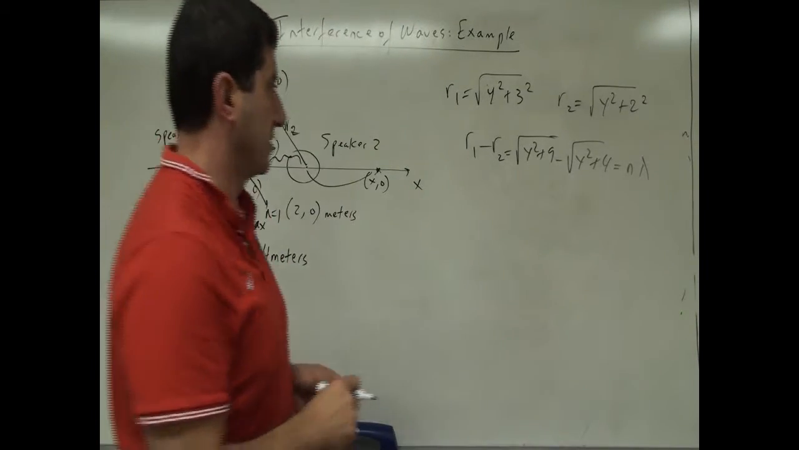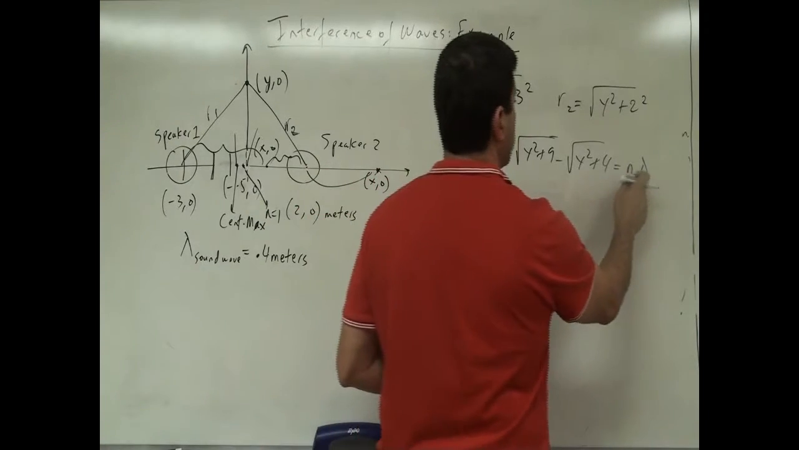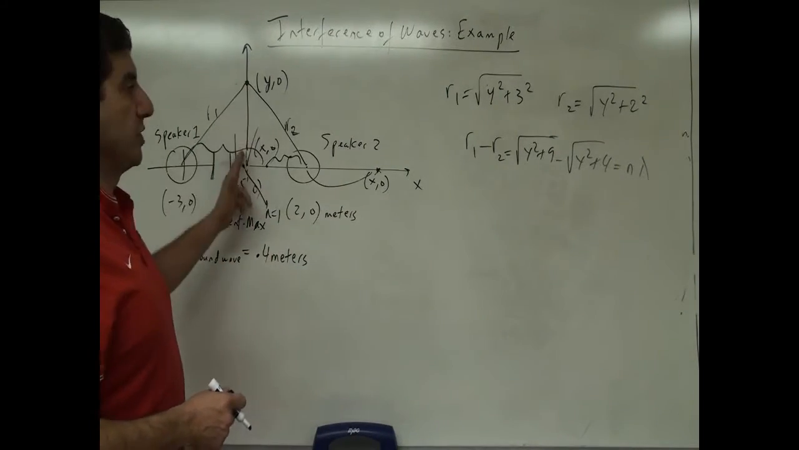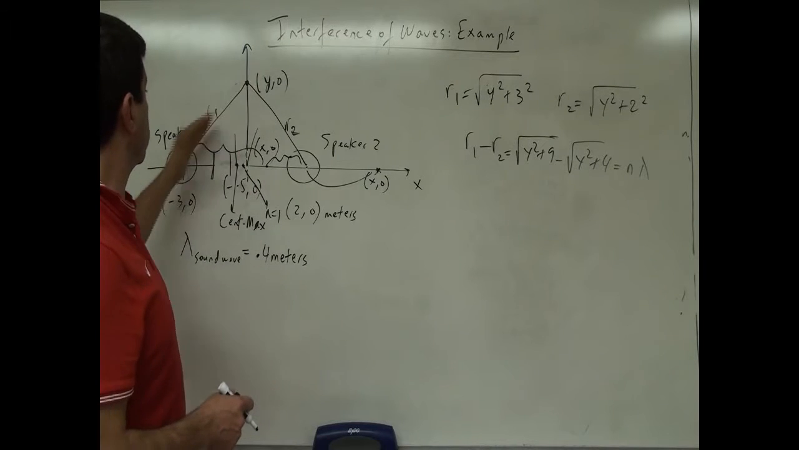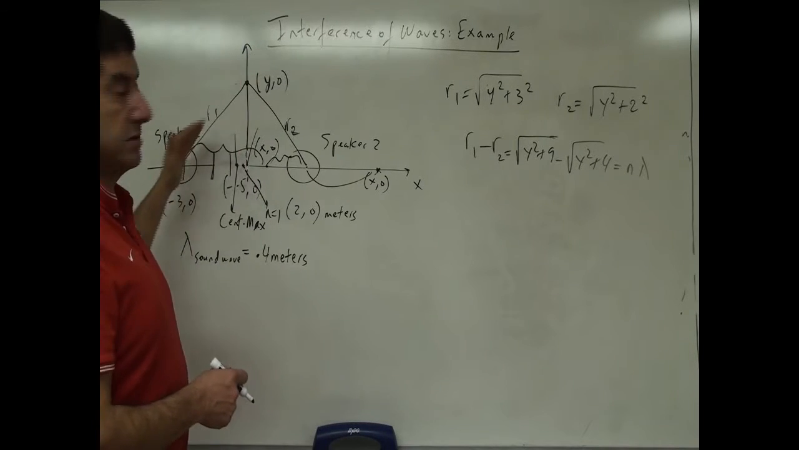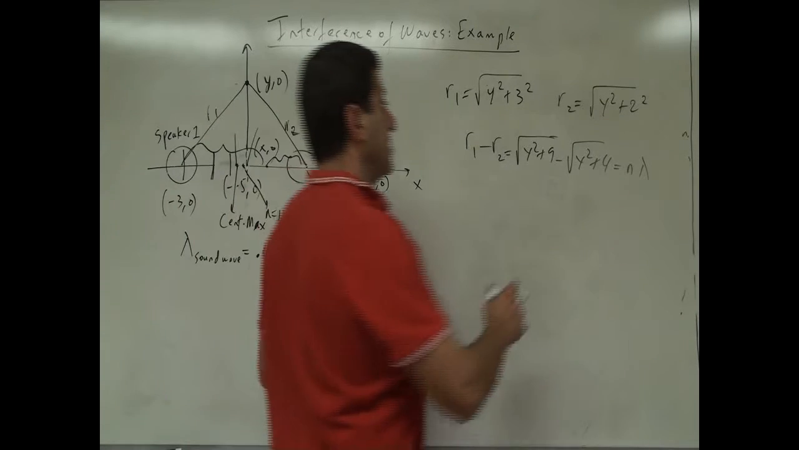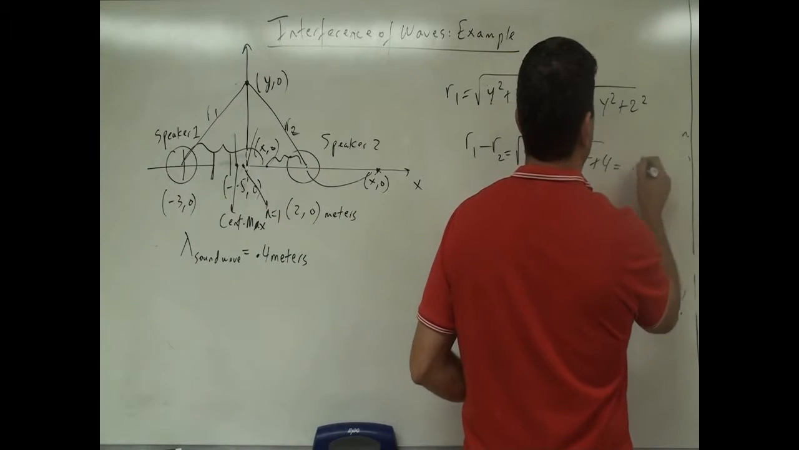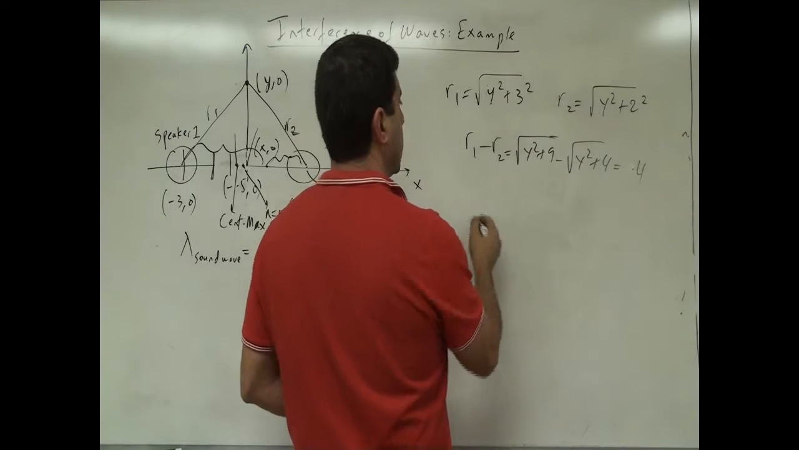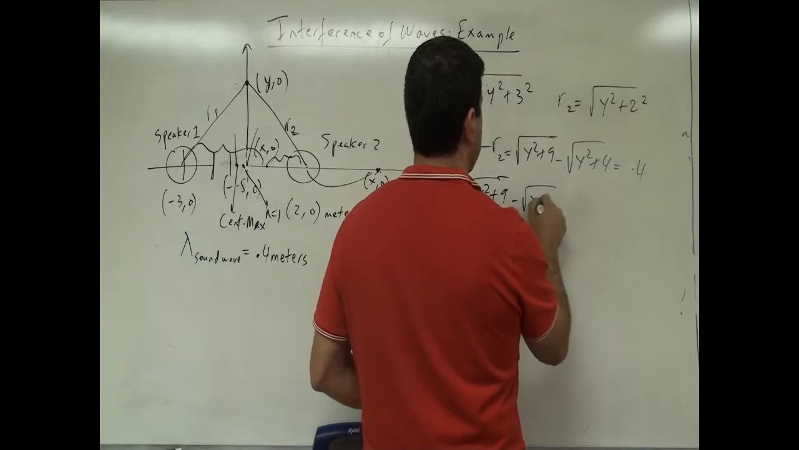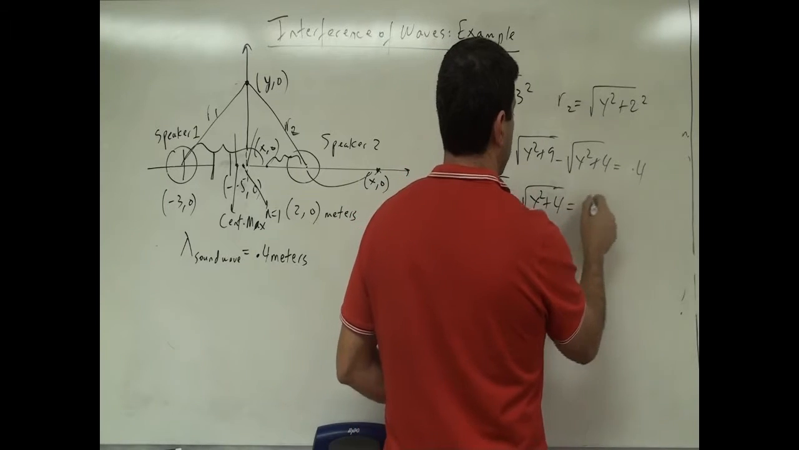Multiple of the wavelength, right? So if I put n equal to 0, can I ever achieve n equal to 0 there? Well, not really, right? Because this distance, the r1, will always be greater. So you can't achieve n equal to 0. How about n equal to 1? So then you just have 0.4. So then you just have here square root of y squared plus 9 minus square root of y squared plus 4 is equal to 0.4.